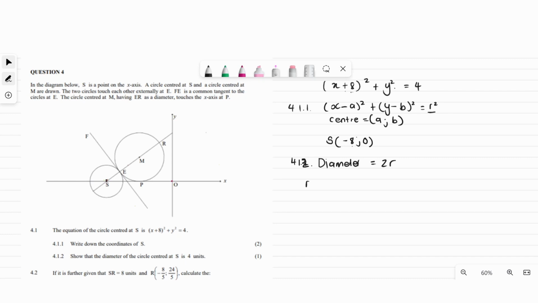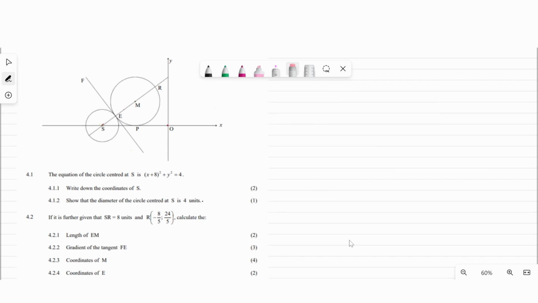So r squared is equal to what? To 4. So now we're solving for r. r is going to be equal to 2, because we take the square root of both sides and it gives us 2. So we know that r is 2, so let's substitute it. It's going to be 2 multiplied by 2, and therefore the diameter is going to be equal to 4, answering this one. So now let's move on to 4.2.